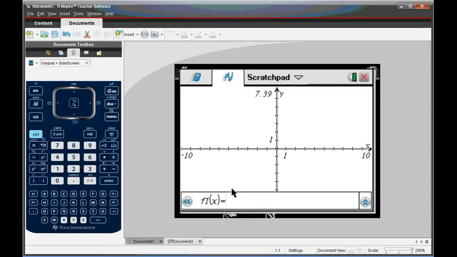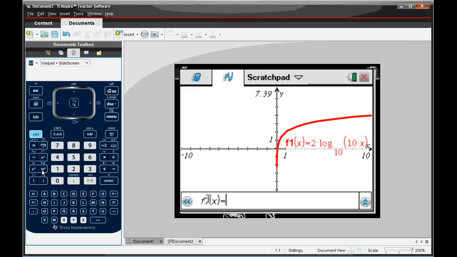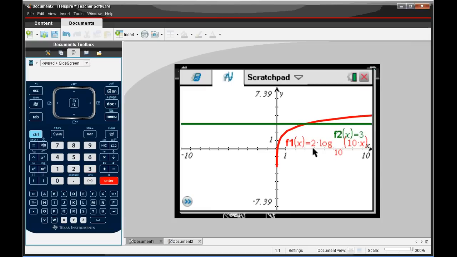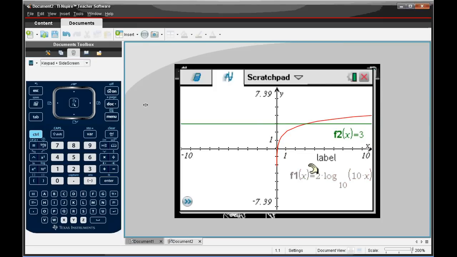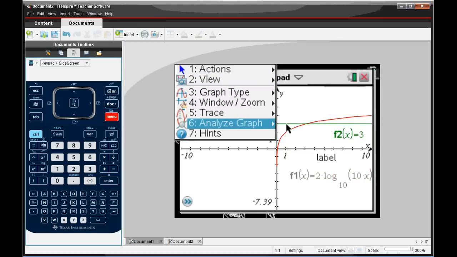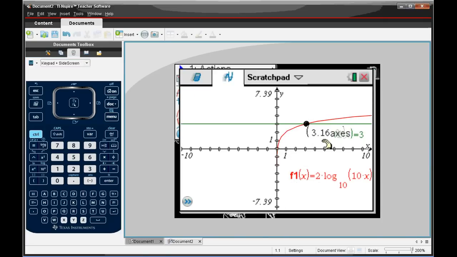So for the first function, we'll type in the left-hand side, which was 2 times the log base 10, but I don't have to fill in the 10, of x, and then the right-hand side was 3. So I'm going to look at the intersection. So I'll get Menu, Analyze Graph, Intersection, and I get 3.16.